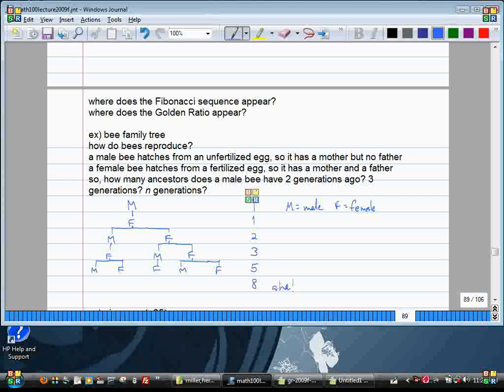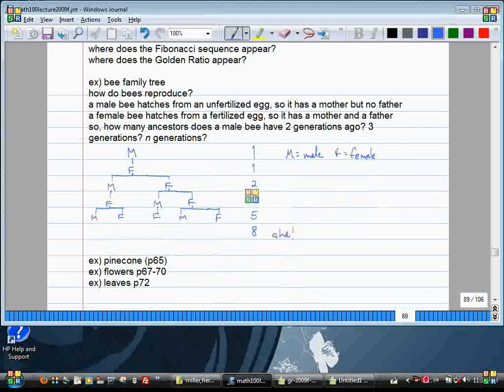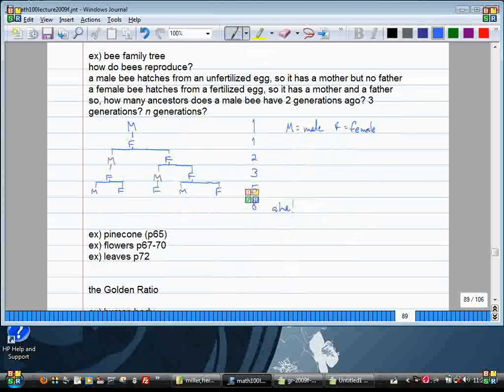Okay. So where else? I have some other examples that I wanted to show you. I don't have the pictures with me, unfortunately, so I'll be inserting the pictures into the notes, and then I'll show you next time. They're really awesome pictures, and I just want you to enjoy them. Suffice to say for now, the Fibonacci sequence turns up in pine cones, and it turns up in flowers, and it turns up in leaves. And we'll see the lovely pictures of those next time. Okay.